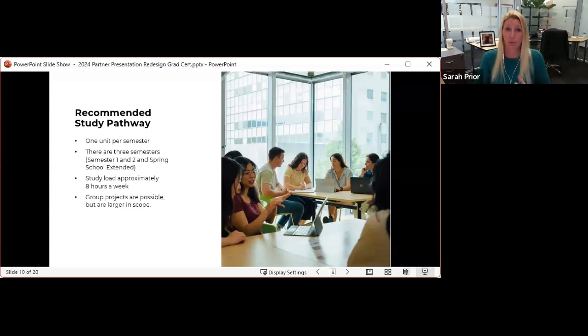We do accept group projects for the course. So if you have 2 or 3 people in one area or one department that want to do one project, they can come through the course together. We just make sure that those projects are a little bit larger in scope so that each student has the opportunity to contribute equitably to that project.